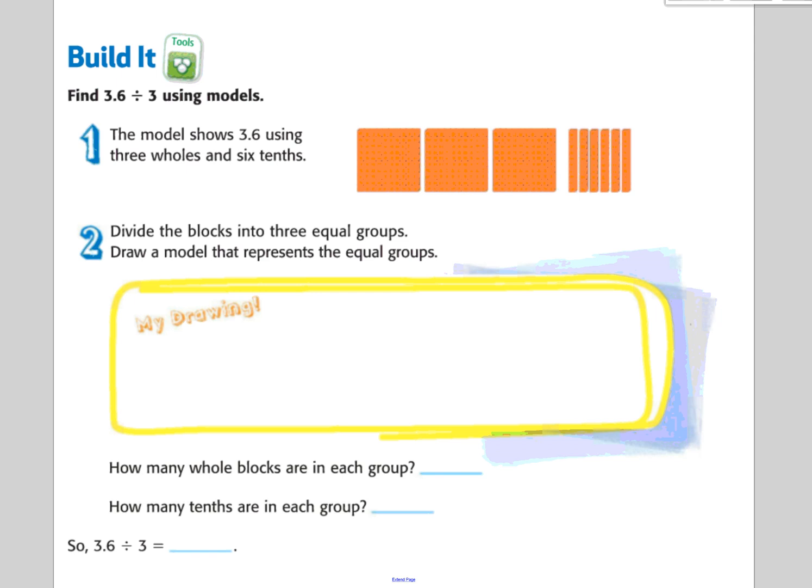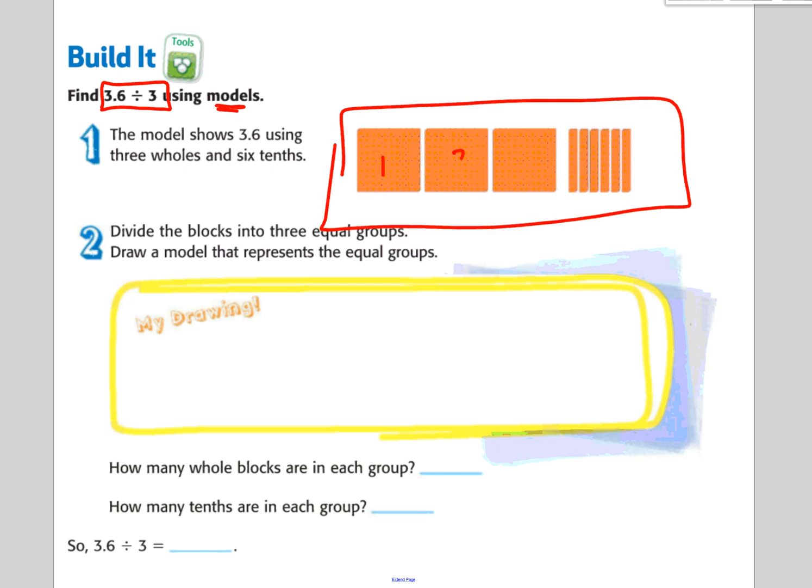All right, let me do a quick explanation of how to do this. So on this first example, it says to divide 3 6/10 by 3 using the models. So here's our 3 6/10. 1, 2, 3, and then 6/10. 1, 2, 3, 4, 5, 6. Okay. So now, just get that out of there.